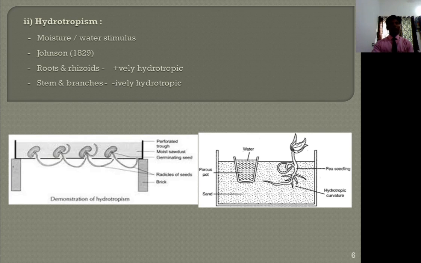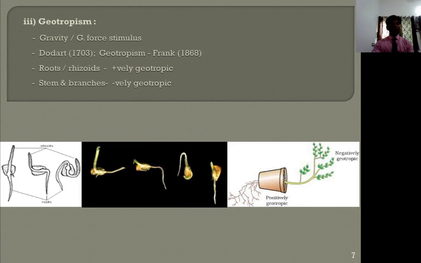We know that the roots and rhizoids always grow towards the moisture or water, hence they are called positively hydrotropic, whereas the stem and branches always grow against the water or moisture, hence they are called negatively hydrotropic. Now we'll see the next phenomenon, geotropism.